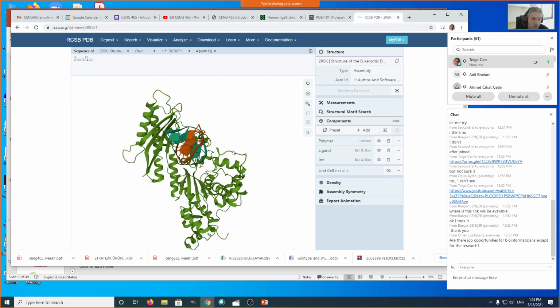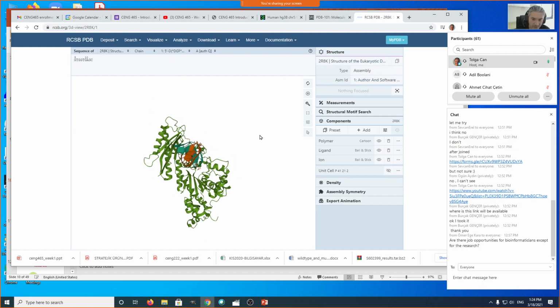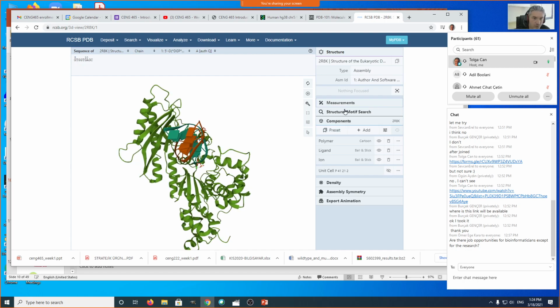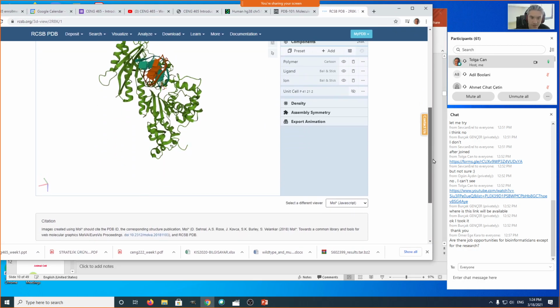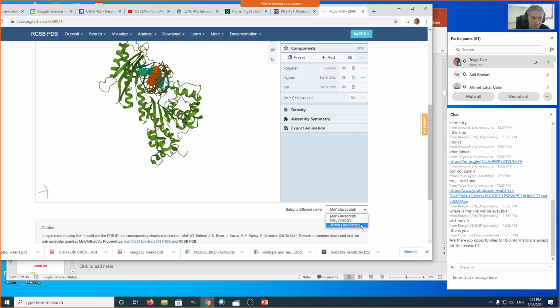As I said, it's made up of small atoms that have force fields, and probably there are options here to change the view. All right, so this is the structure. I'm not very familiar with this interface. There are component, structural motif search, density, so there are different things here. There should be options to view the structure in different visualization options. Probably it's below here. Select the different, maybe JSmol. Well, let's see.